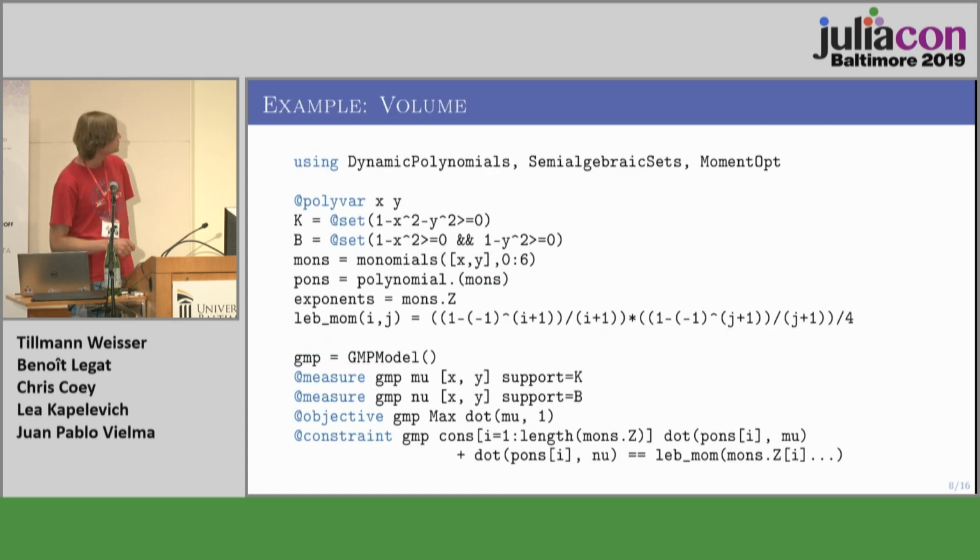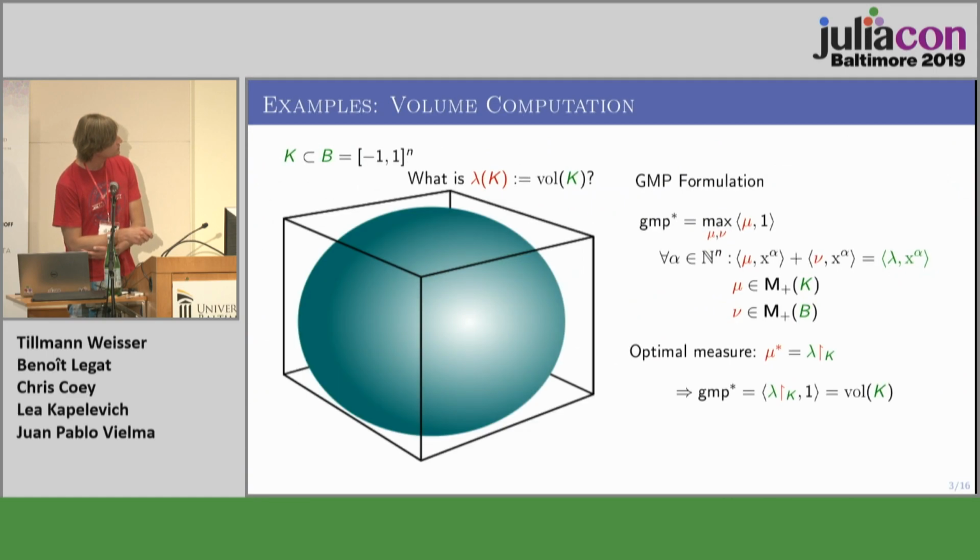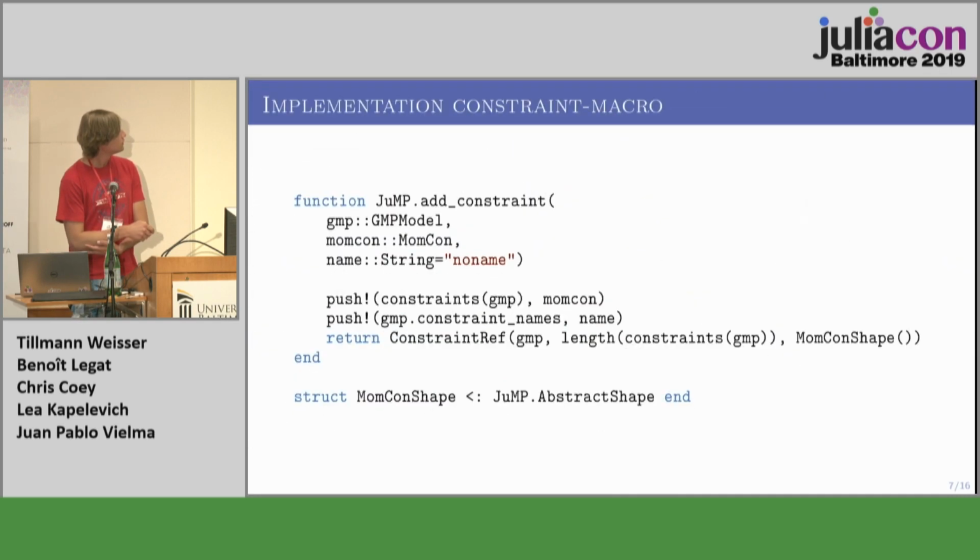So here is a short example for the volume. Say you want to compute the volume of the set K, which is the circle, and it is contained in the unit box. You would have to define this monomial vector, which, can I go back? Yeah. So here we have these constraints. I want to generate these constraints, but I generate monomials, and I have to interpret them as polynomials.